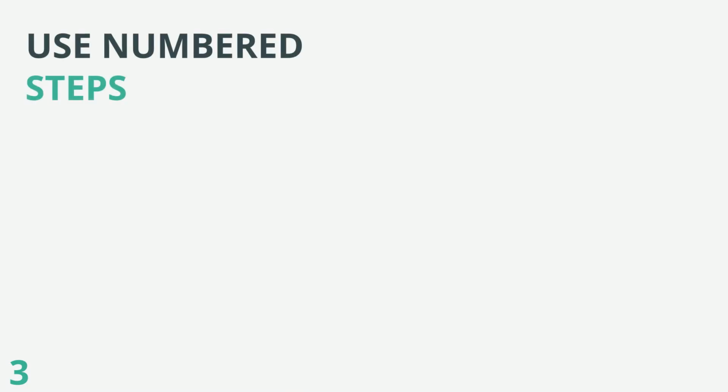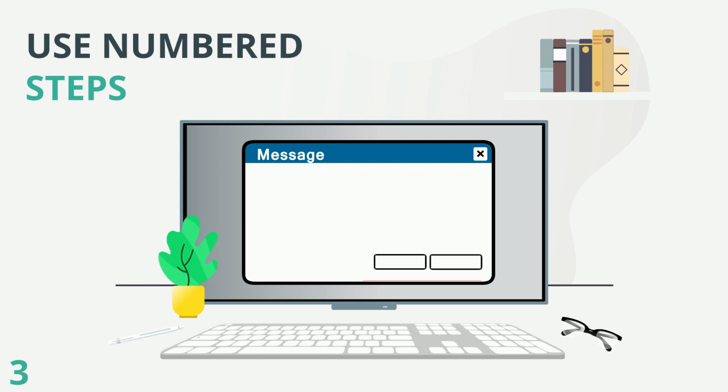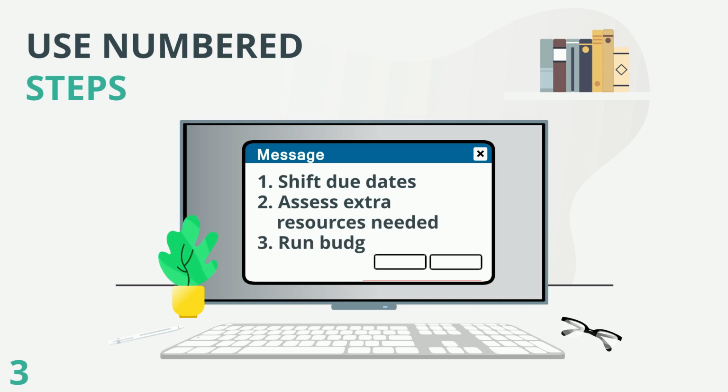Use numbered steps. A numbered list in an email automatically captures attention. It also makes it easy for the reader to raise questions about what you're directing them to do. They can simply refer to step number 2 or step number 3, for instance.